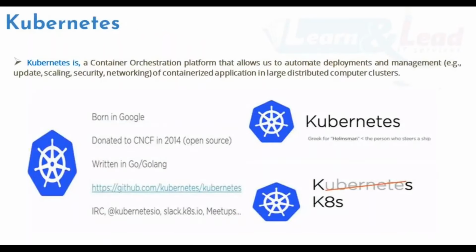Kubernetes is simply a container orchestration platform that allows us to automate deployment and management of containerized applications in large distributed computer clusters. For example, updates, scaling, security, networking, the challenges that we discussed in deploying containers, would be resolved by this container orchestration mechanism by default. So you should use this to address all those challenges. Now, where does this come from? Basically, it was born in Google as an in-house project, but it was donated to CNCF in 2014 as open source.